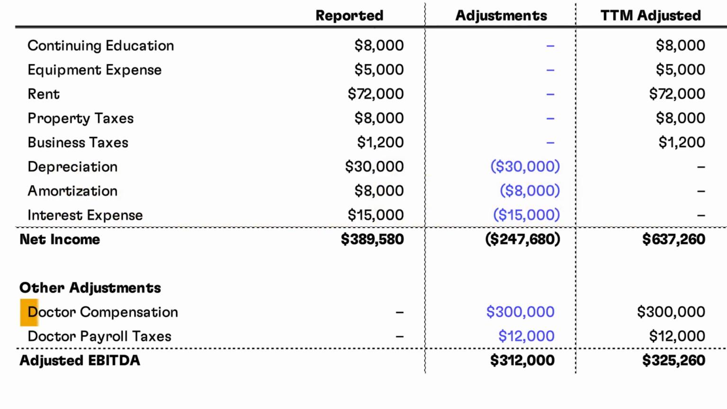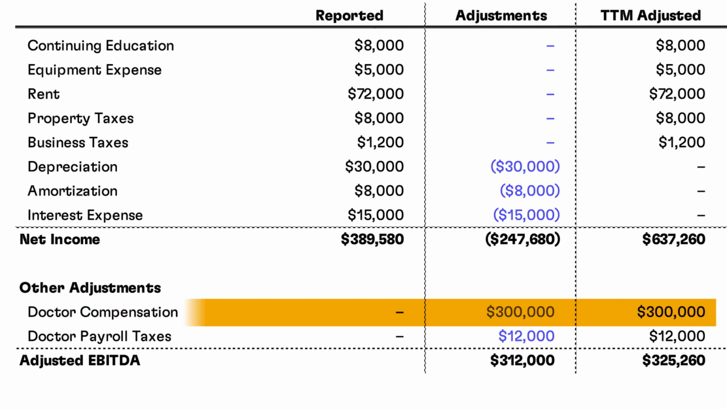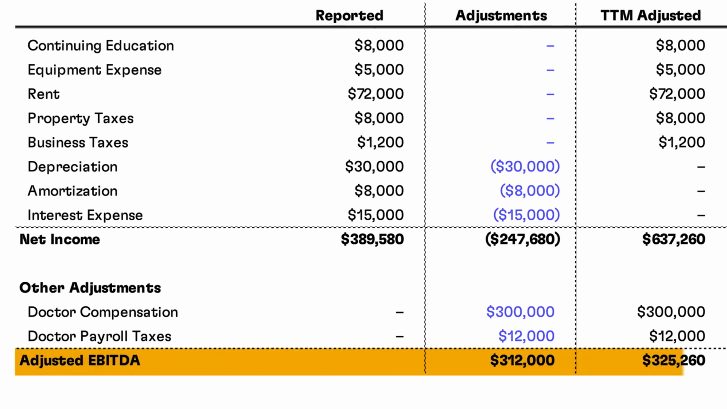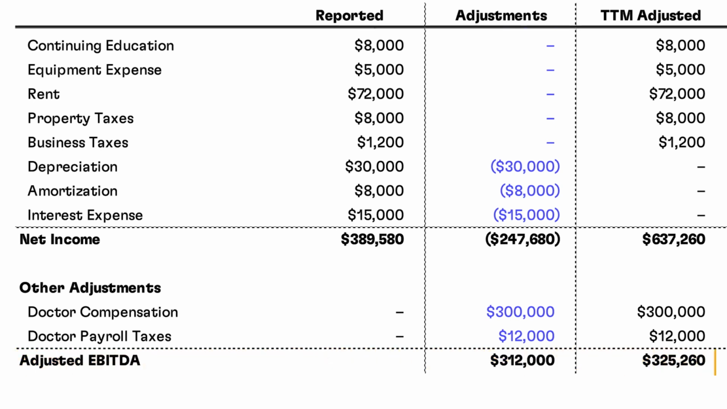Finally, we reset doctor compensation to a market rate compensation formula. In this case, we're assuming that the owner doctor's collections are $1 million from his or her own personal production, and we're paying that doctor 30% of what they collect. Therefore, the new payroll expense is $300,000. Lastly, there's a payroll tax increase with that new wage of $12,000. You can see all the adjustments tallied in the middle column, and on the far right, you can see that we end with a resulting EBITDA of $325,000 and change.